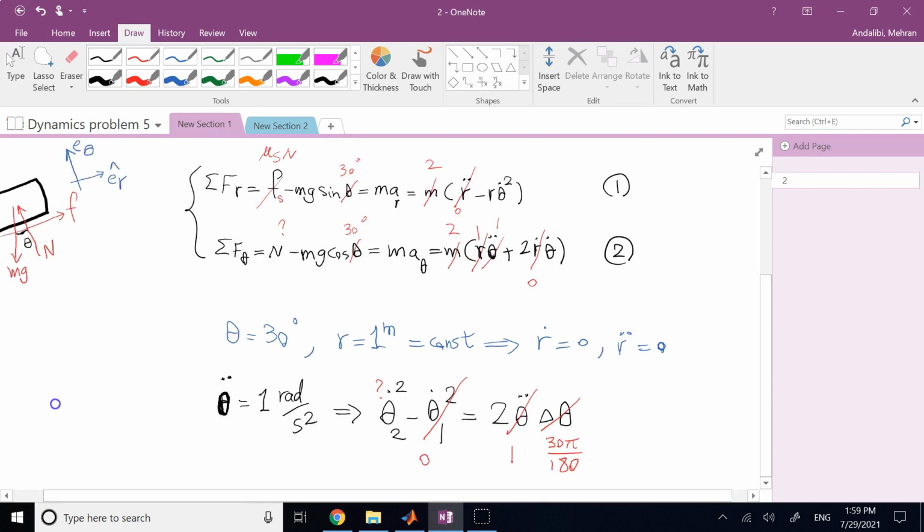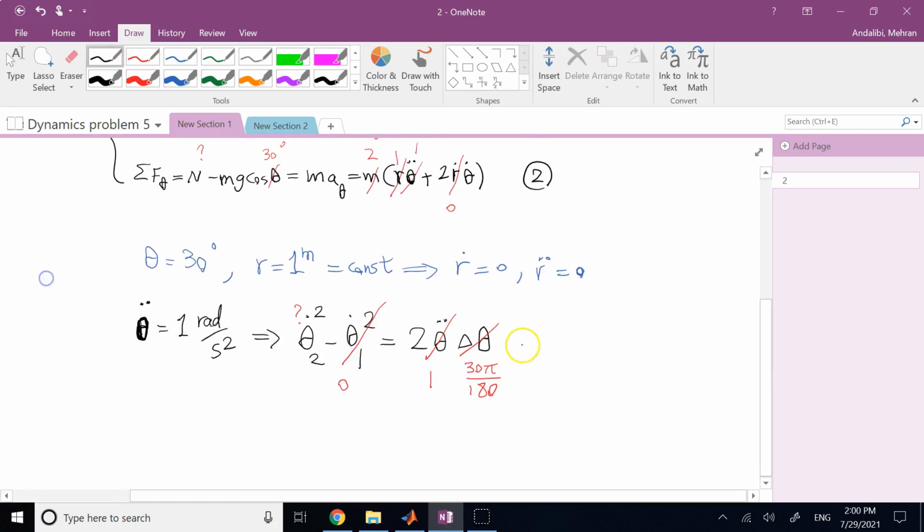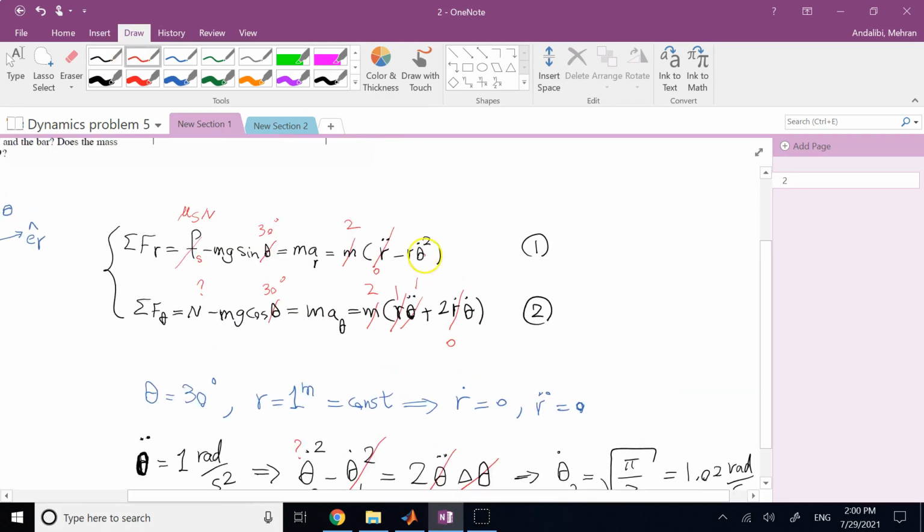Pi over 6. Therefore, if you solve for theta 2 dot, which is the number you are going to use in that formula, it is going to be the square root of 2 times 1 times pi over 6, right? So it's the square root of pi over 3, which if you calculate it in MATLAB, we get 1.02 radians per second. Okay, so now I have my theta dot term as well. This is 1.02. And as I said, r is 1.